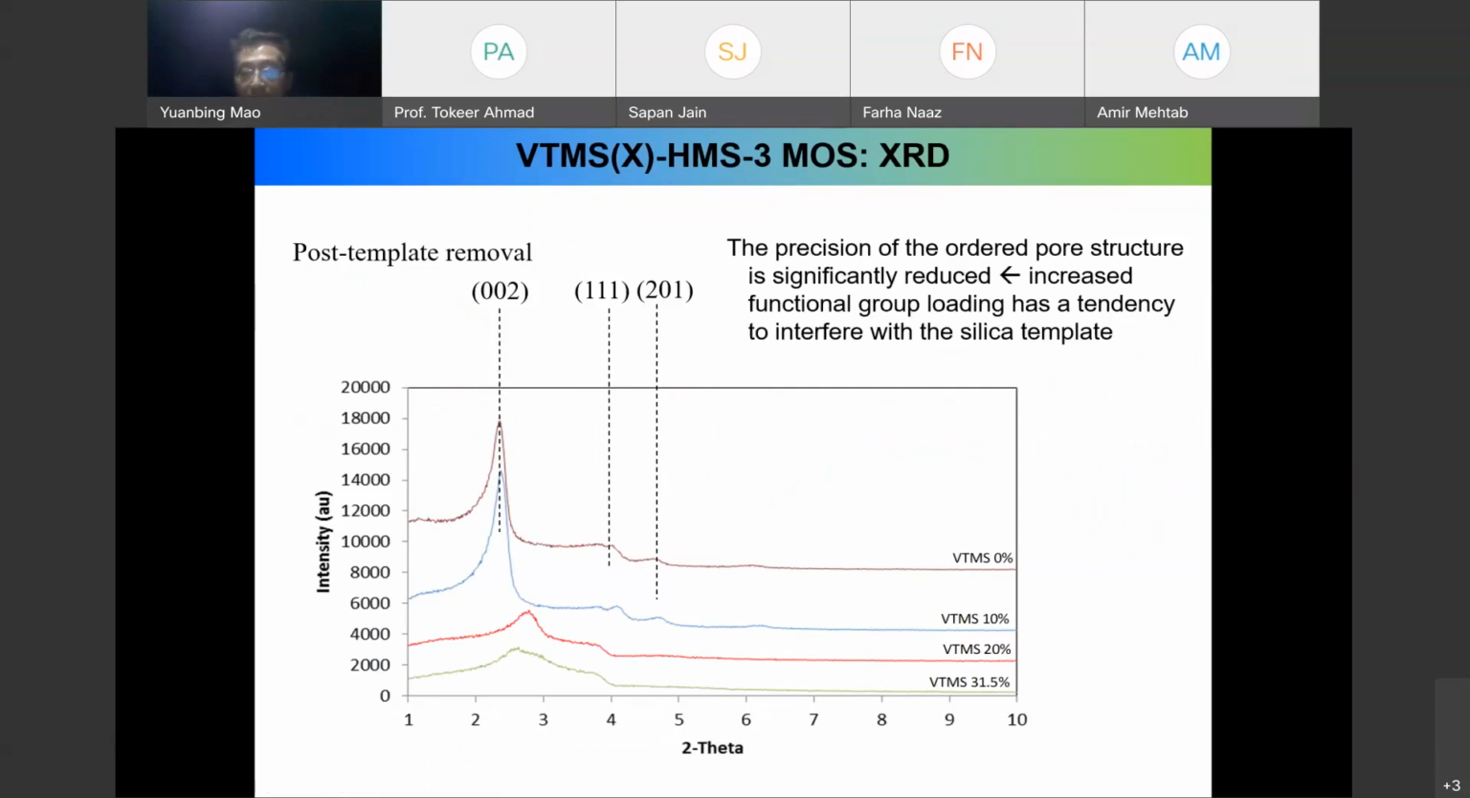Then we take X-ray diffraction patterns, and we can see those peaks are still here. The only thing is when we add more VTMS, the pore structure slowly changed. Eventually, it becomes more and more dissolved. That's why we added 31.5% as the maximum. We couldn't add more, because if we add more, then the pore structure will be completely destroyed. Okay, so that's one thing.